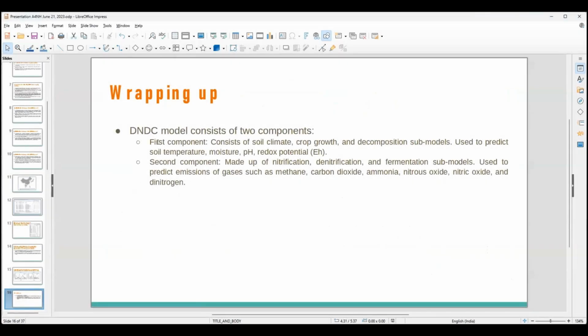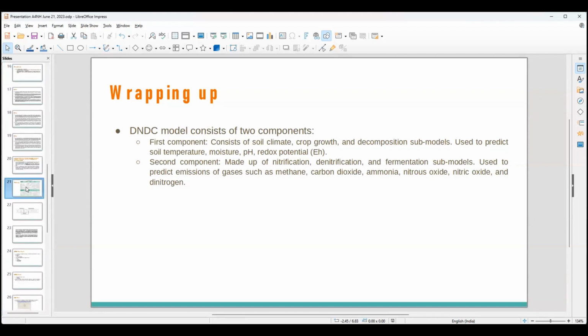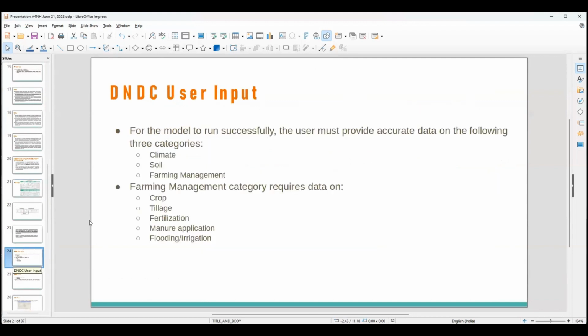The DNDC model consists of two components. The first component consists of soil climate, crop growth, and decomposition submodels, and is used to predict soil temperature, moisture, acidity, and redox potential. The second component is made up of nitrification, denitrification, and fermentation submodels, used to predict emissions of gases such as methane, carbon dioxide, ammonia, nitrous oxide, nitric oxide, and dinitrogen. This is what the entire system is all about.